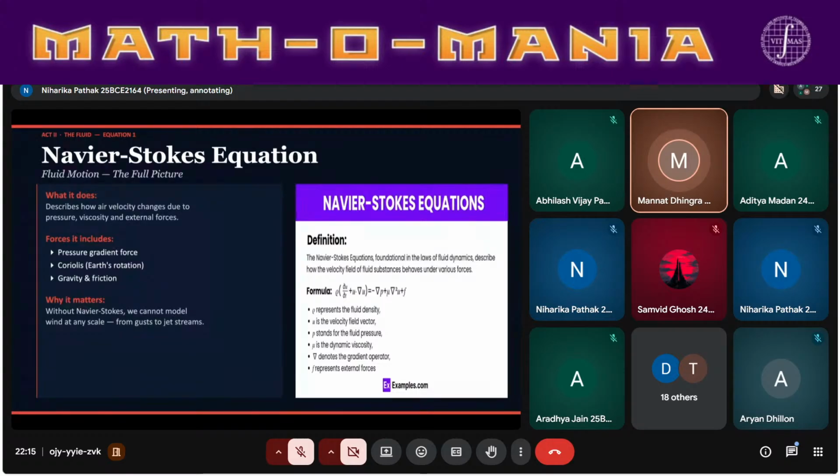Now, why does it matter? If we did not have the Navier-Stokes equation, we could not model wind at any scale, from gusts to jet streams, right? If Newton hadn't found and explained this equation, we couldn't model wind at any scale. Again, all the relations between the equations and weather forecasting will be explained by Aradhya in the further slides. So yeah, thank you, and Aradhya, you can take over.